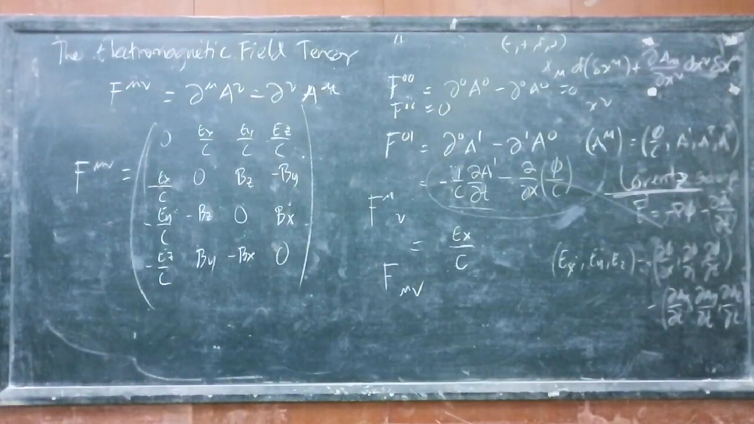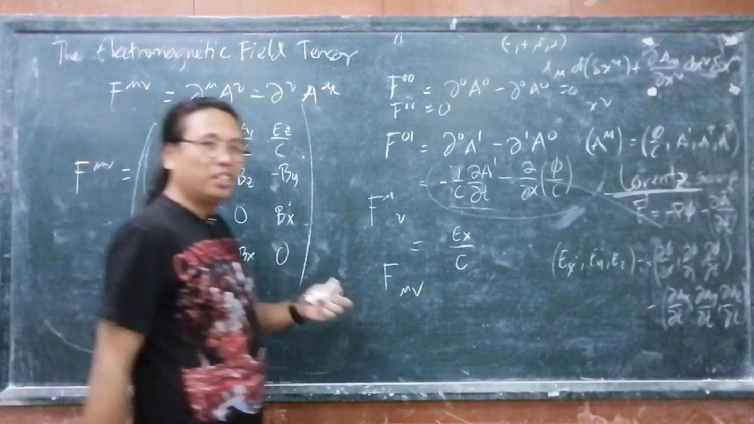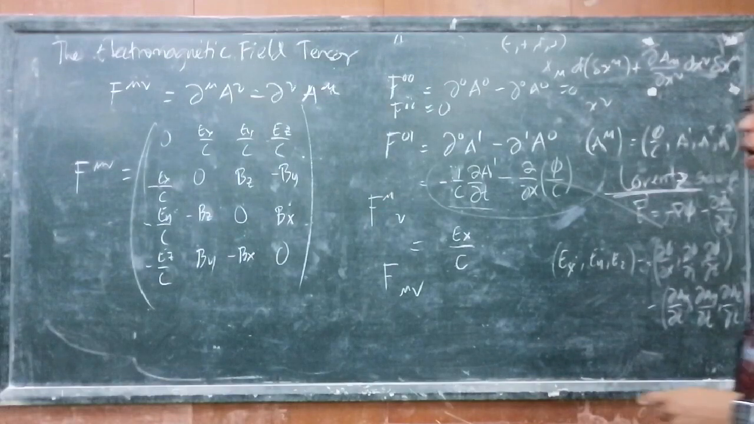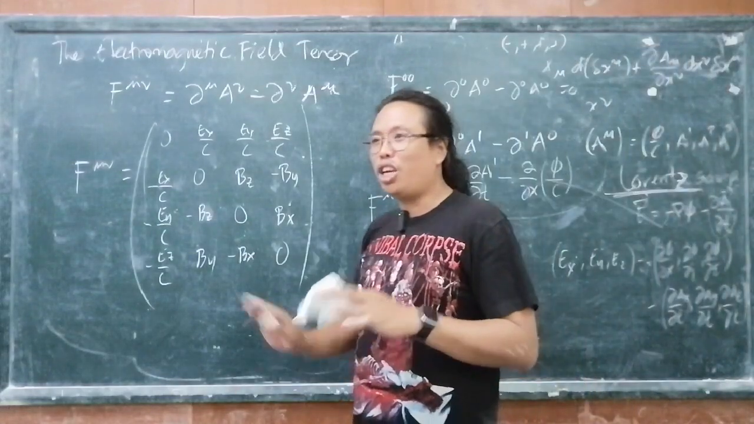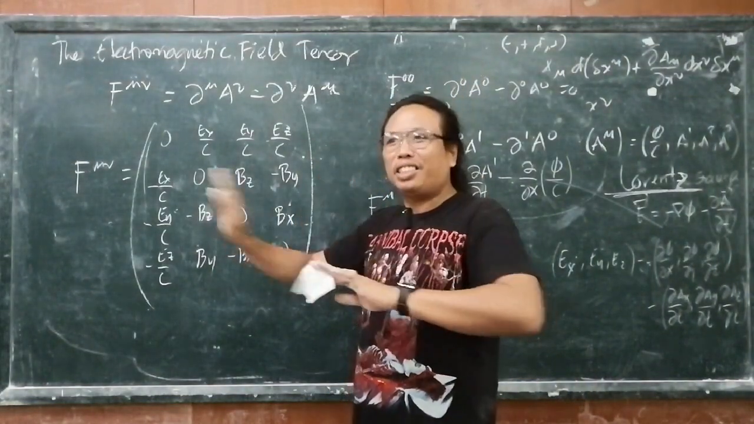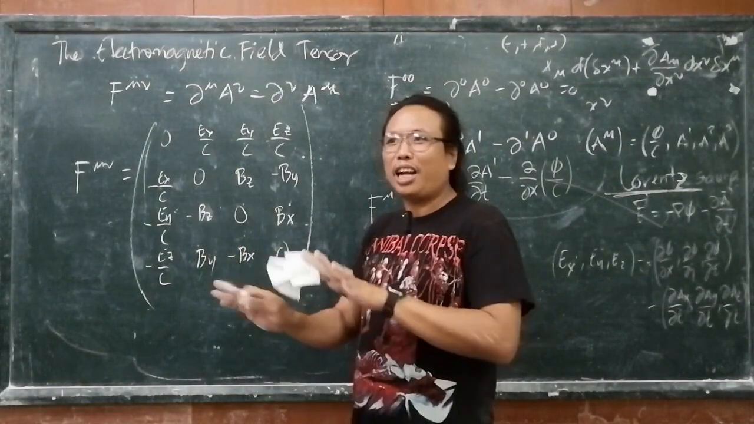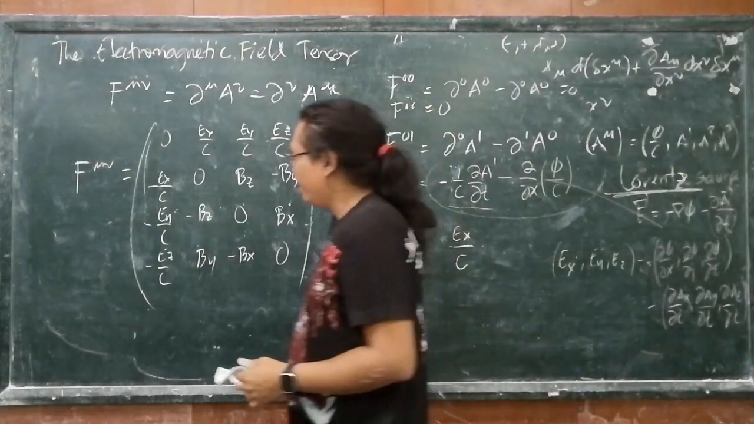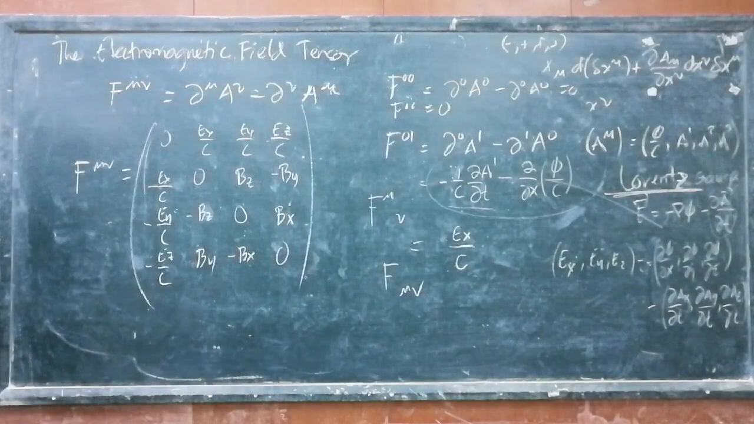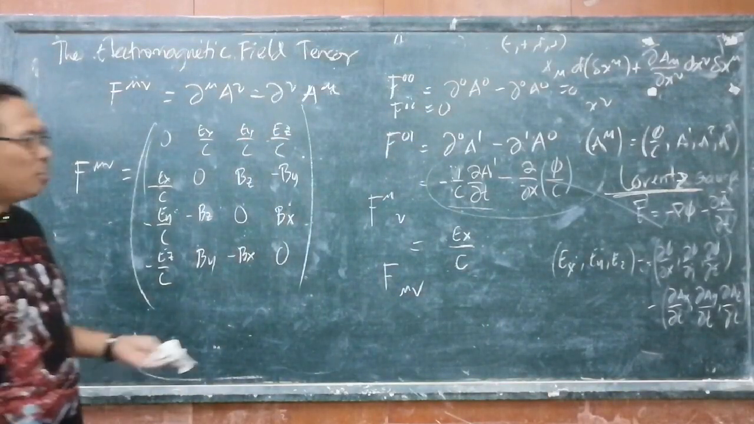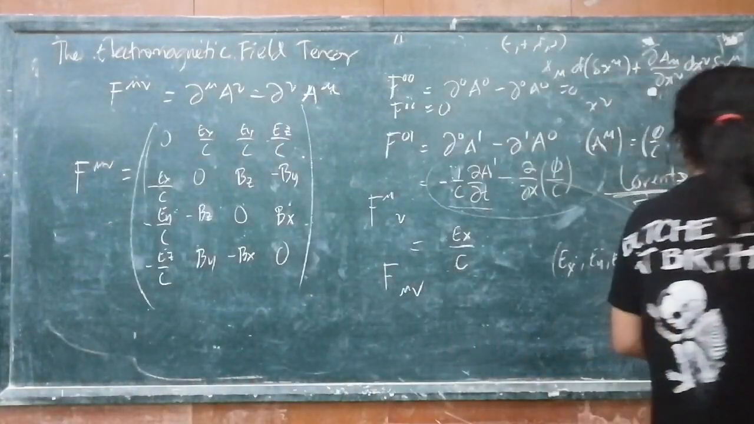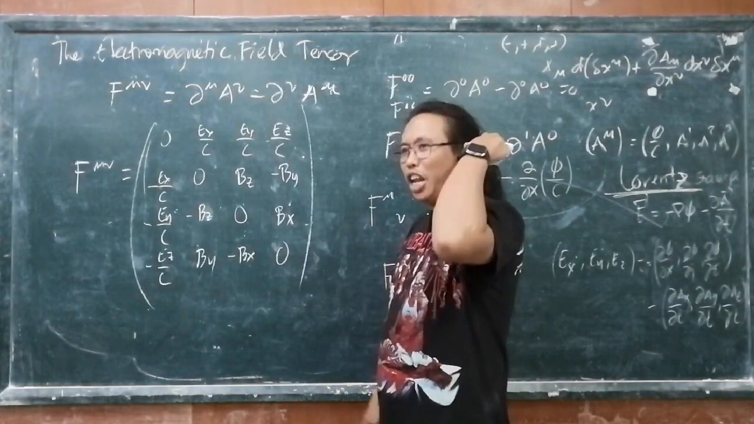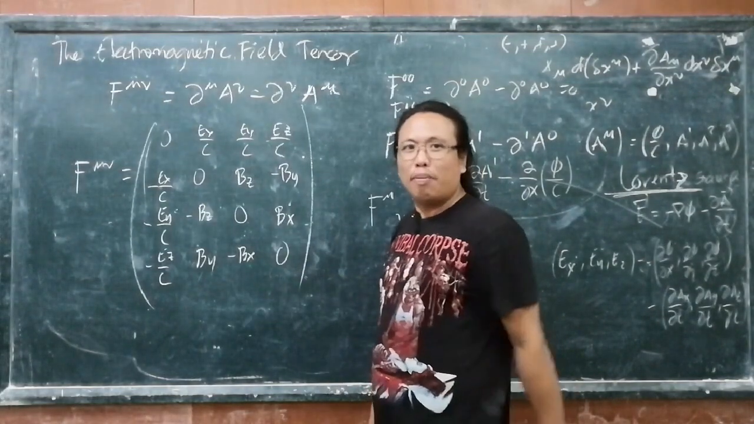You will know that the electric and magnetic fields transform together like a second rank tensor. Why? Because they are not separate; the electric and magnetic fields are two sides of the same coin. Think of that: changes in the magnetic field lead to an electric field, and changes in the electric field lead to a magnetic field.